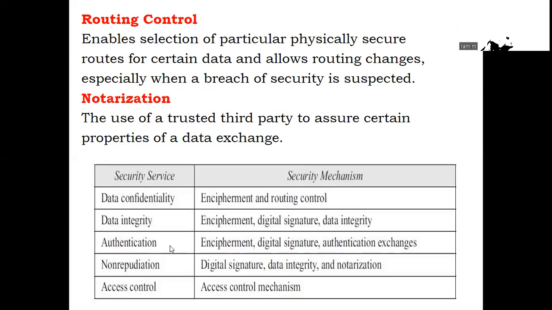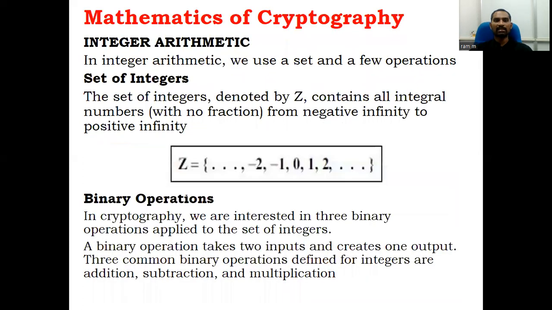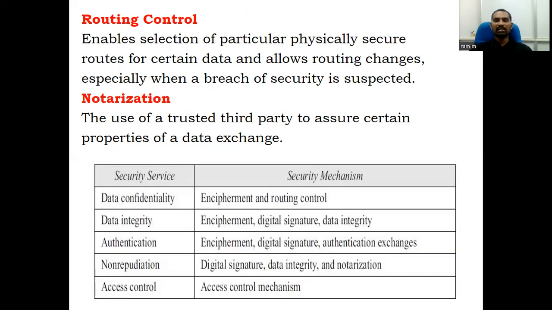Next is non-repudiation, where we can use digital signature, data integrity, and notarization. And the last one is access control, where we can use the access control mechanism. This is how we can relate security services and security mechanisms. So in this class, we have seen security services, different security mechanisms, and how we can relate them. In the next class, we'll see the basic mathematics of cryptography. Okay, thank you one and all.